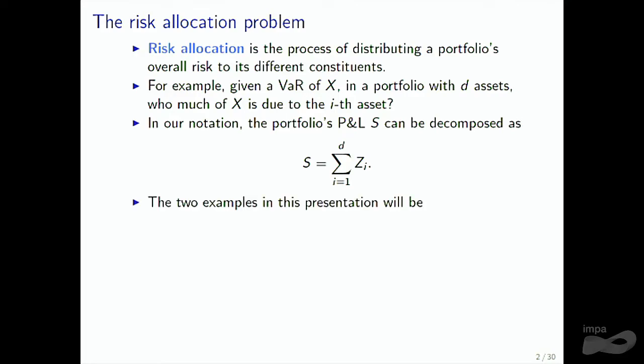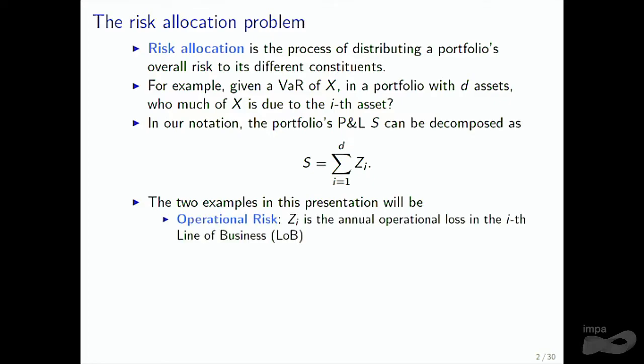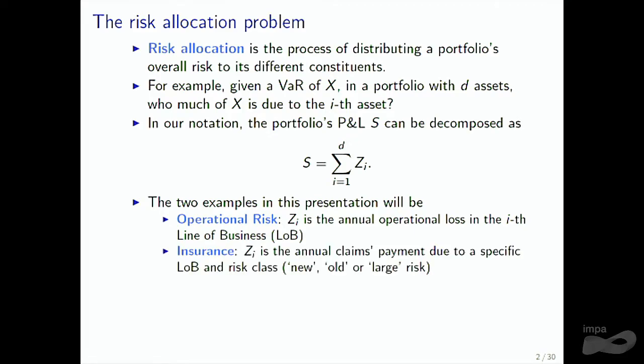So there will be two examples that I'll have in mind, and you can have in mind as well for this presentation. The first one is an operational risk problem. So Z_i is the annual operational loss in the ith line of business. And the other problem that I've been working on for a while now is an insurance, an actuarial problem, where Z_i is the annual claims payment due to a specific line of business. So I'll say a few words at the end, if I have time, about this kind of risk, which are the new risk, old risk, large risk, et cetera.